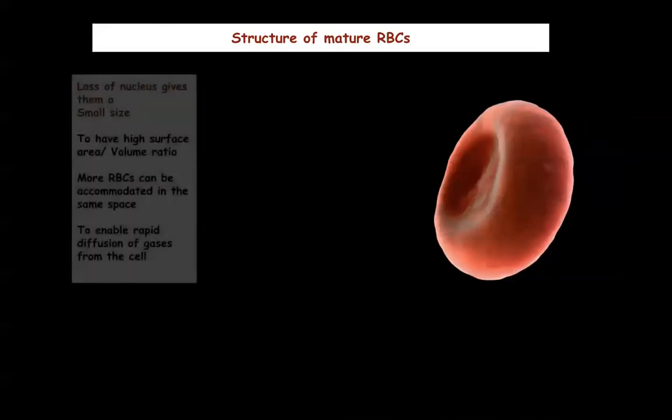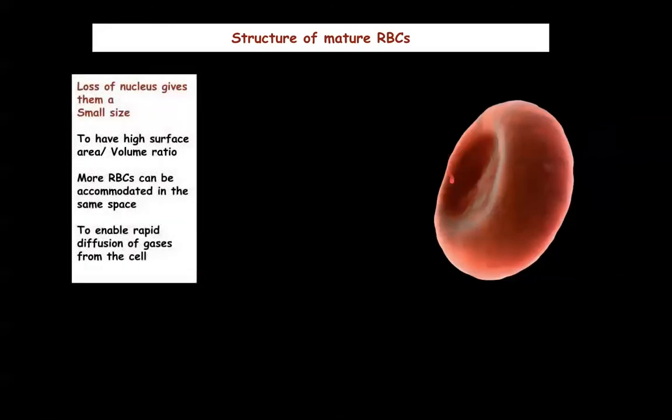The first one which they lose is the nucleus. When they lose the nucleus, this gives them a very small size. Now, small size gives a large surface area to volume ratio, which will increase the functional qualities of the RBCs. The RBCs can be accommodated in the same space in a larger number. It can enable rapid diffusion of gases from the cell. It increases the oxygen carrying capacity of the hemoglobin present in the RBCs. So overall, it increases the functional efficiency of RBCs.